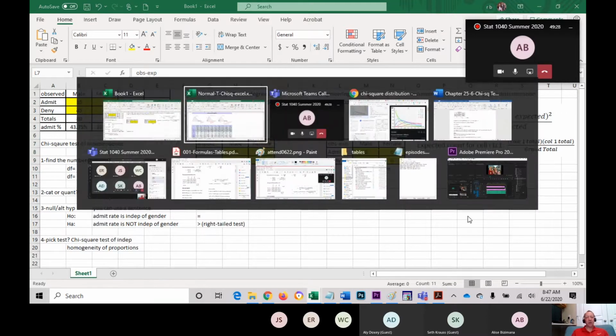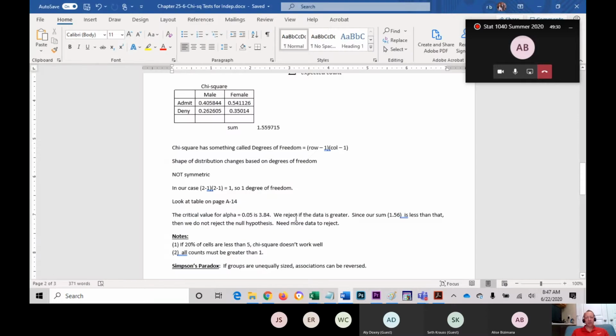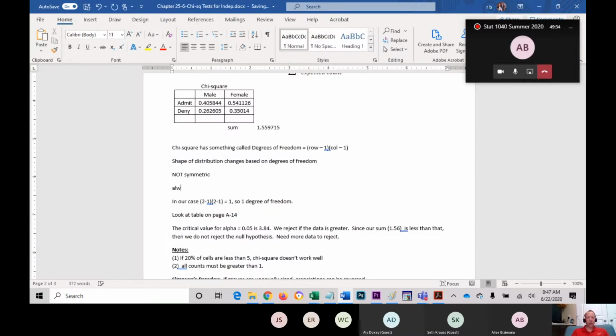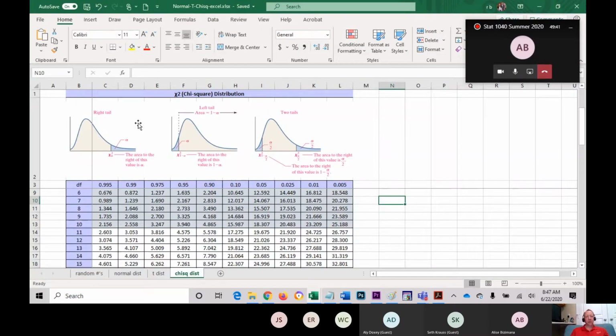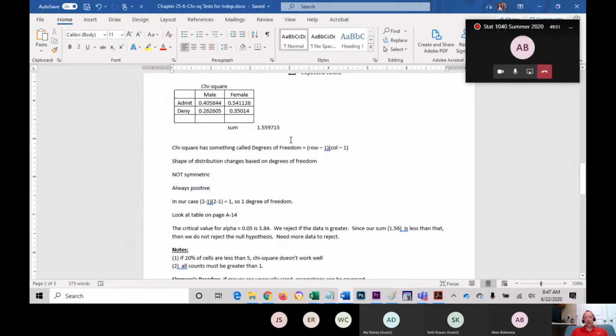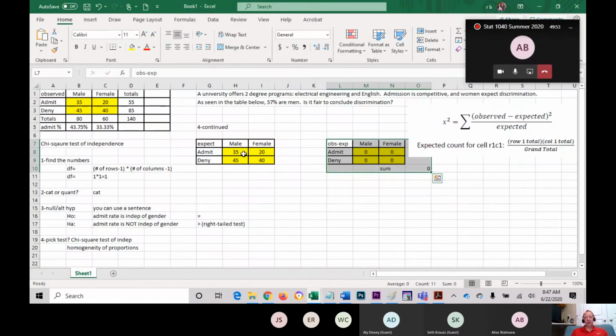And so, one other thing I forgot to mention about this thing. It's not symmetric, it's always positive because we're squaring. Essentially what we're doing is we're squaring everything. So this value here is always going to be 0, and if we're doing a chi-square distribution, I'm going to change this back to where it was. Okay.